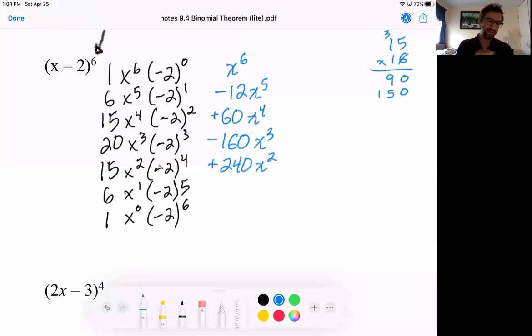And then we have 6 times negative 32, which is a 2, carry the 1, negative 18. So that's negative 192, x to the 1st. And then 1 times x to the 0 is still 1. Negative 2 to the 6th, is that 64?